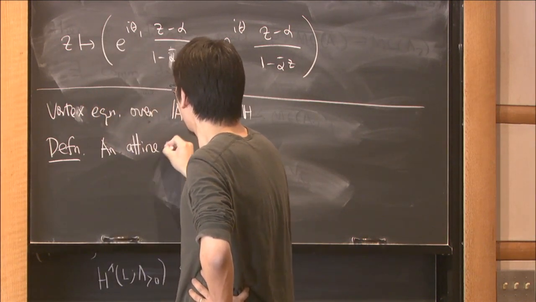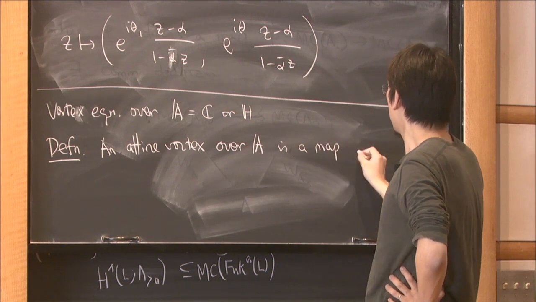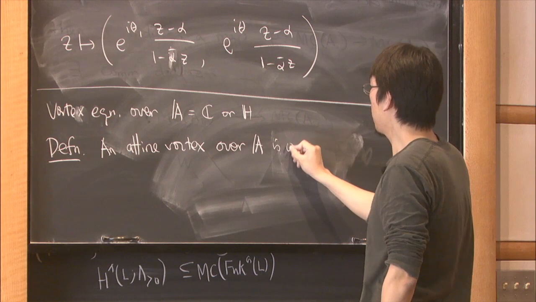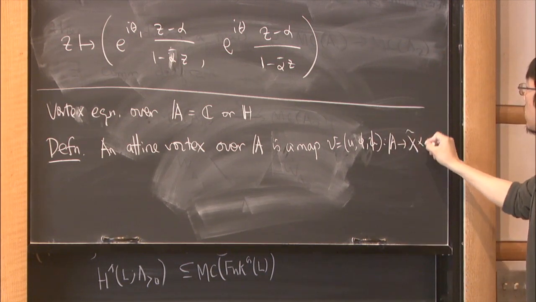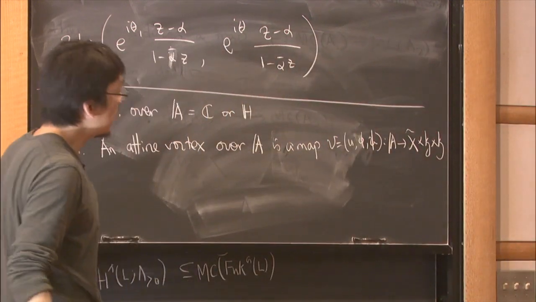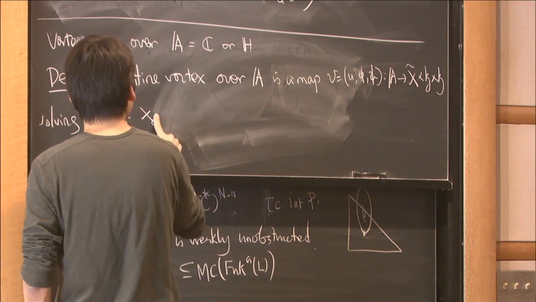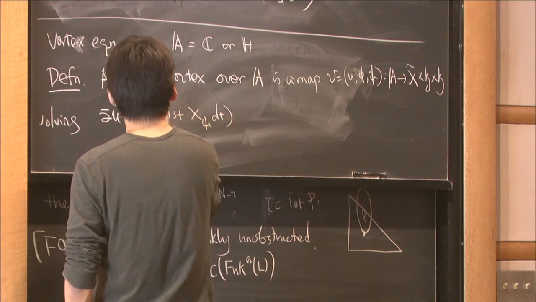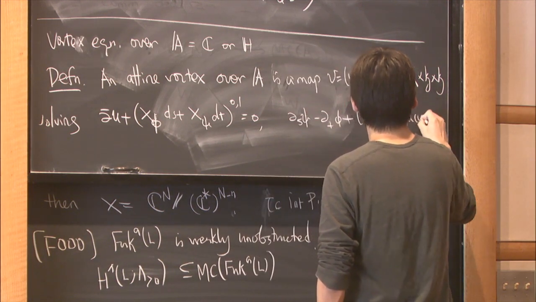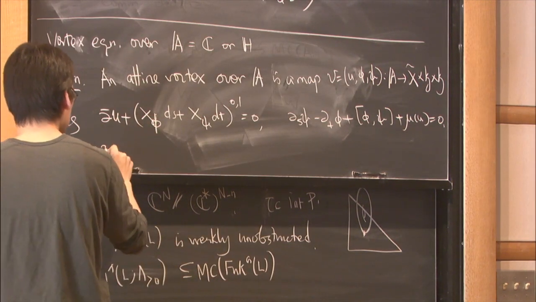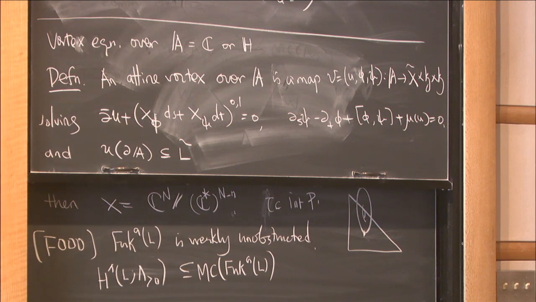So an affine vortex over this domain is a map from this domain to X tilde cross k, the Lie algebra, solving a partial differential equation. And the boundary condition: the boundary value of U is contained in the Lagrangian upstairs. So this is the vortex equation.